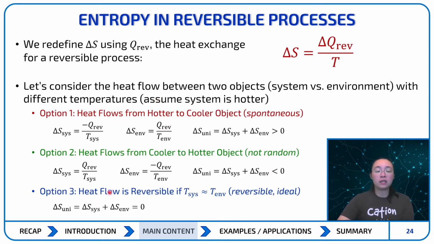Option 3, we have heat flow is reversible if the temperature of the system is approximately equal to the temperature of the environment. In this case, it's ideal and reversible. Basically, the two are going to be exactly identical, and therefore it's going to be equal to 0. So just keep in mind, the main differences between the two of these is the temperature of the system and the temperature of the environment. Because I've stated the temperature of the system is hotter, the denominator here is going to be greater in both cases. So your delta S sys is going to have a smaller impact on your overall delta S.